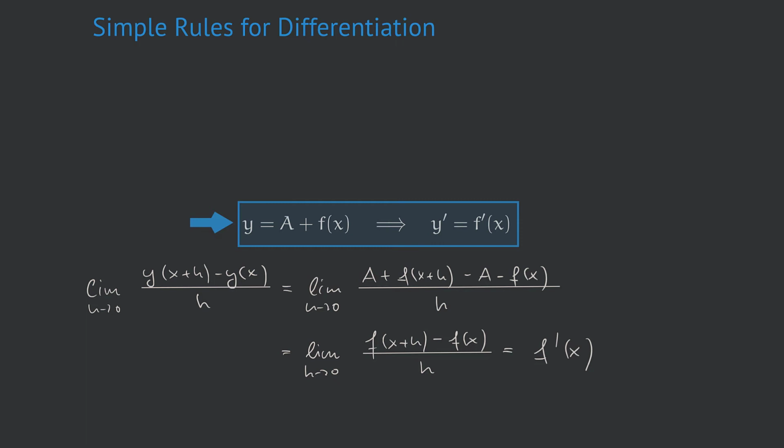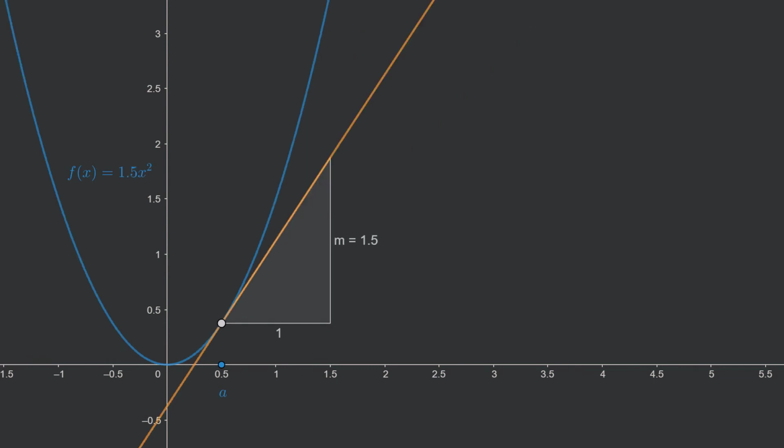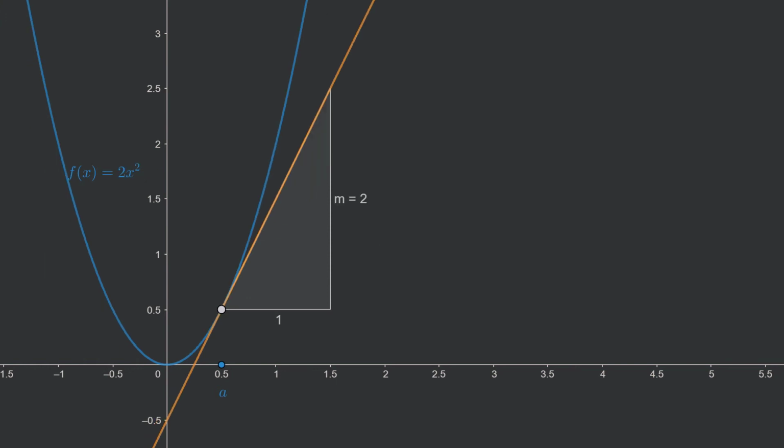That is the proof. Next, we are interested in the question, what happens to a derivative of a function when we multiply that function by a constant? In this case, we take the function f of x equals x squared and multiply it with 1.5. So you see that the tangent changes its slope from 1 to 1.5. So it is increased by the same factor. And we can proceed multiplying the function by 2, and the slope of the tangent is also multiplied by 2.